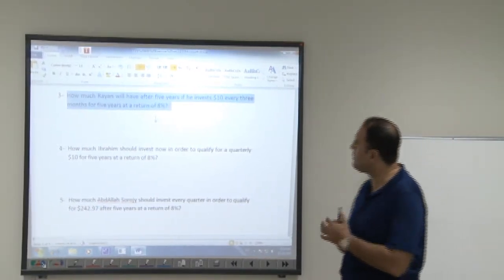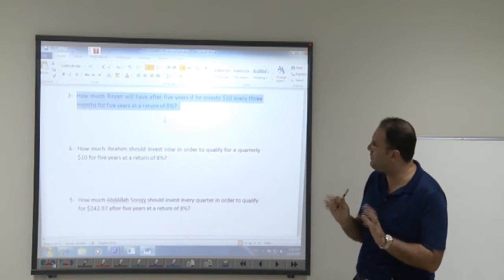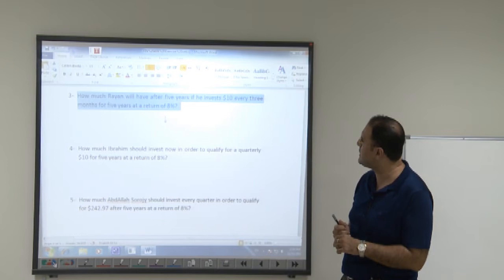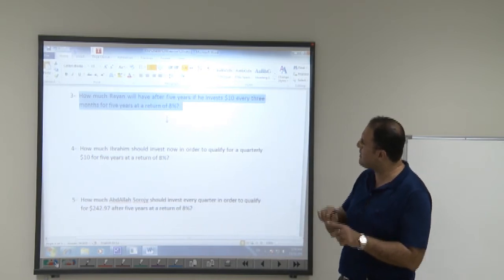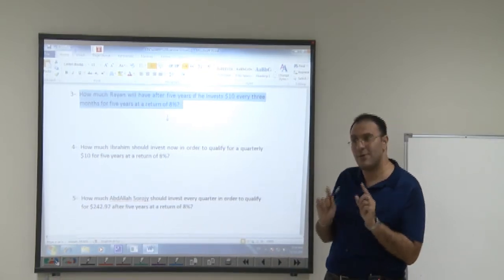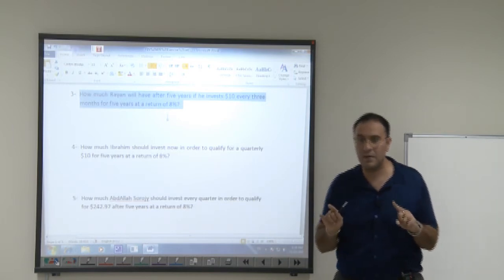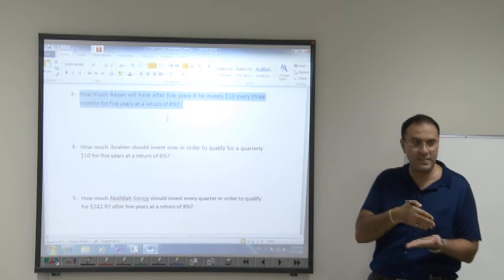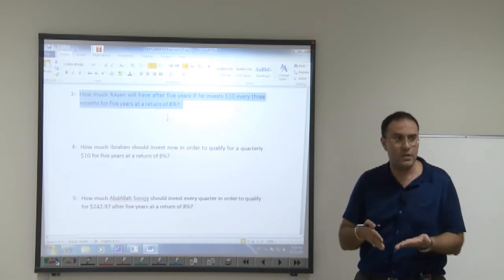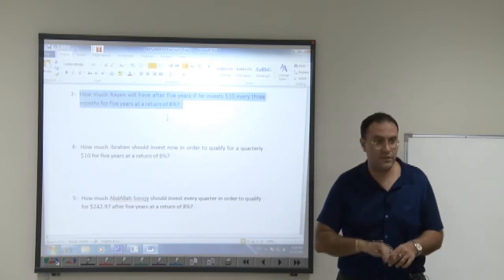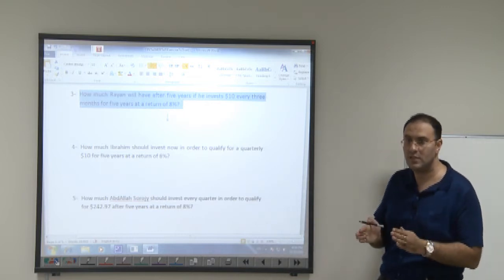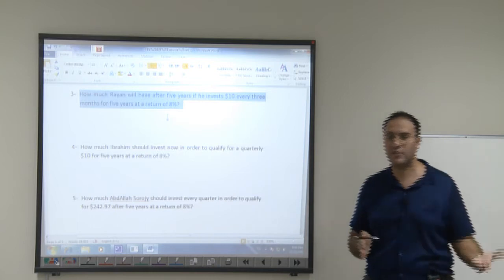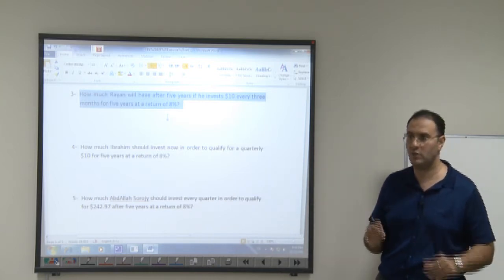All right, I'm solving for the future, right? I'm solving for F5 still. You're going to be setting aside $10 now, but those $10 are not going to be a single sum, because you're going to be setting aside $10 every 3 months, every quarter. So this is an annuity, right? If you set aside an annuity of $10 for 5 years at a rate of return of 8%, how much are you going to have after 5 years? This is the question we're asking.